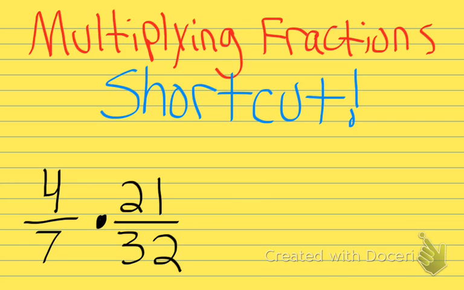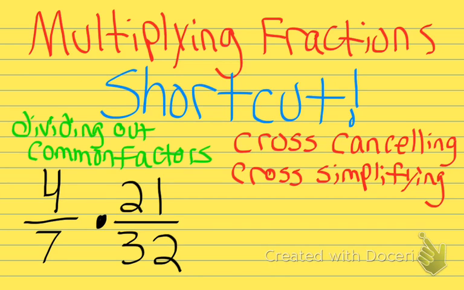And this shortcut has many names. The shortcut is sometimes referred to as dividing out common factors. Sometimes it's called cross-canceling. Sometimes it's called cross-simplifying. So I'm going to list each of those. So this shortcut's referred to by many names. In fact, I'm sure there may be another one. These are just the ones I've heard it called. Cross-canceling, cross-simplifying, or dividing out common factors.